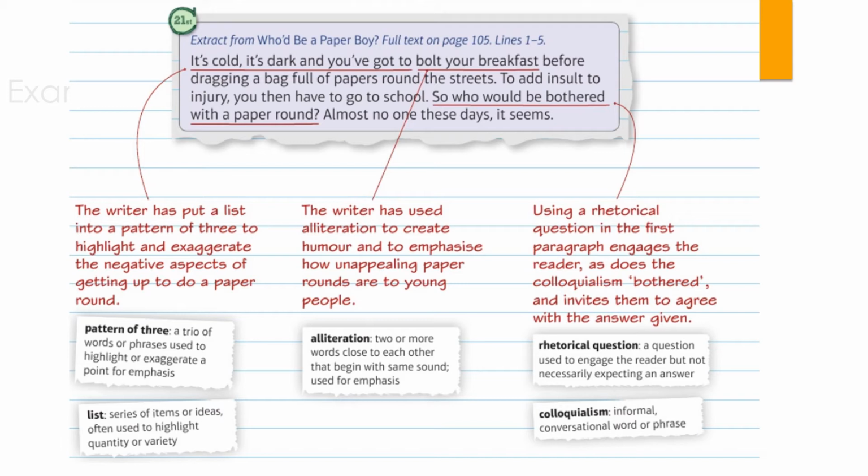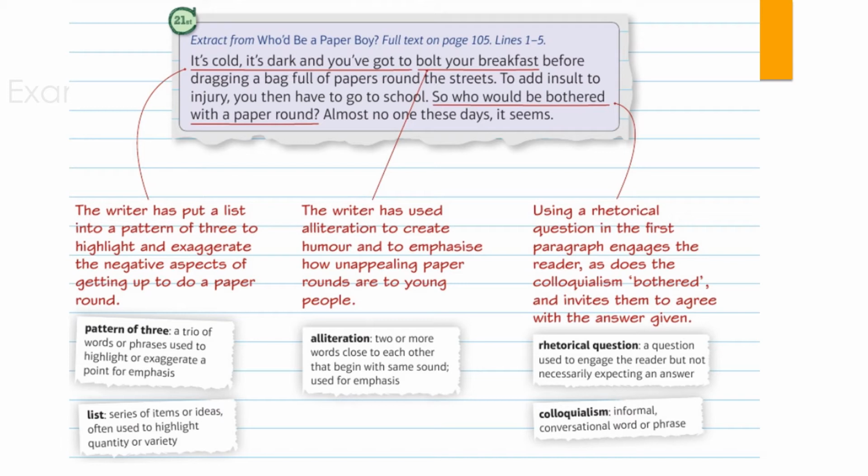The second part is bolt your breakfast. This is alliteration, with the B and B in bolt and breakfast. This creates humour and is also emphasising how unappealing paper rounds are to young people. Obviously, alliteration is something you'll be familiar with from school. That's nothing new there. The last part says, so who would be bothered with a paper round?